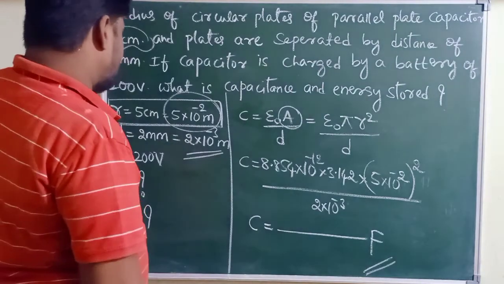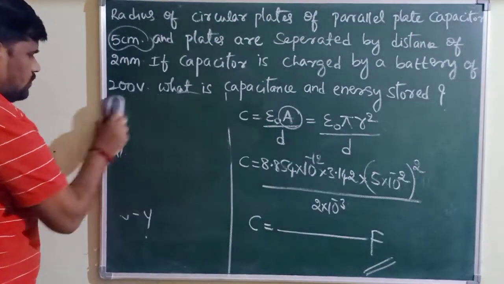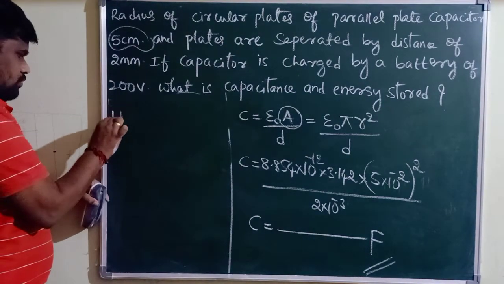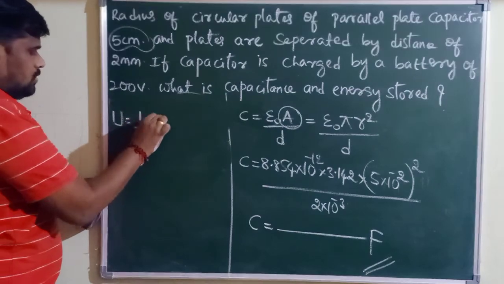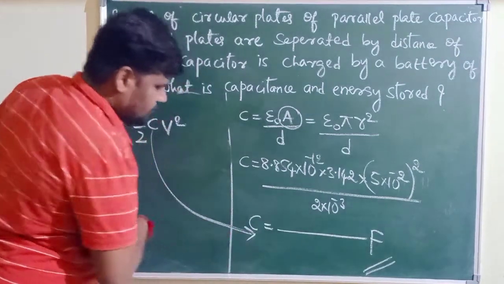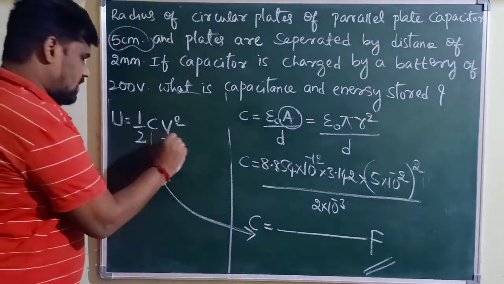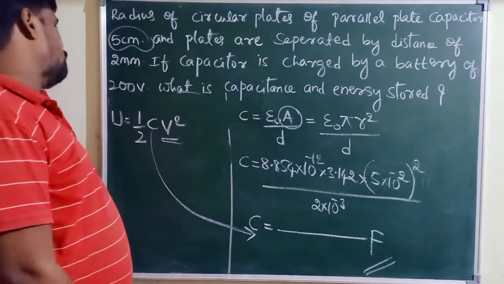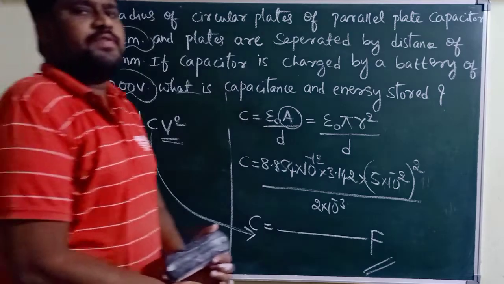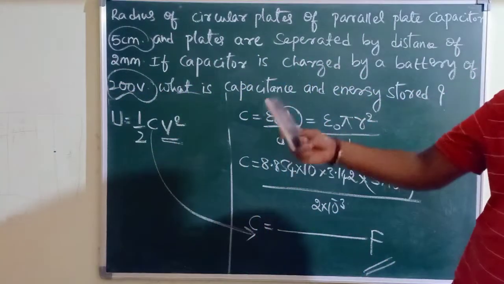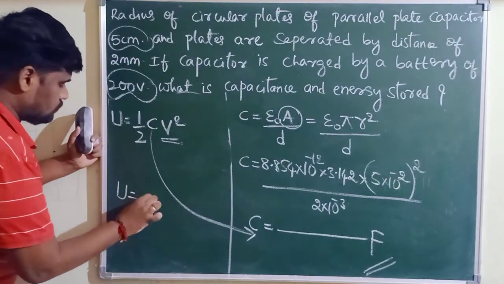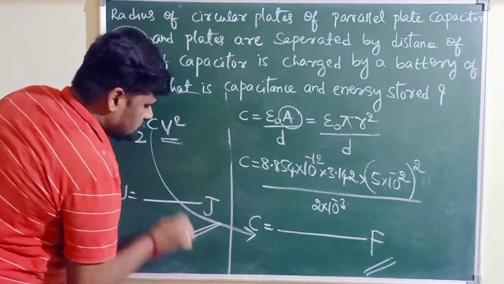And of course you know how to calculate the energy stored here. In the second step, you can find the energy stored by using the formula U equals half CV square. C should be substituted as you calculated earlier, and V is already given. The potential of the battery is 200 volt. By substituting the C value as well as the V value, you can calculate the energy stored in the capacitor, which may be some joules.